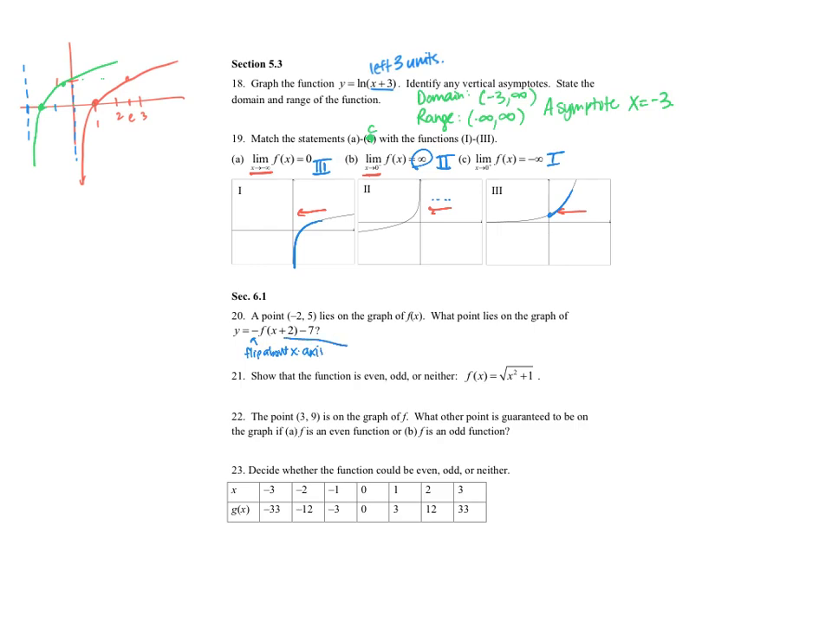And this is a shift left by 2 units, and then this goes down 7. Okay, so let's start with our point negative 2, 5, and then we'll do all these transformations to it. So here we go, negative 2, 5. Okay, so there's my original point.